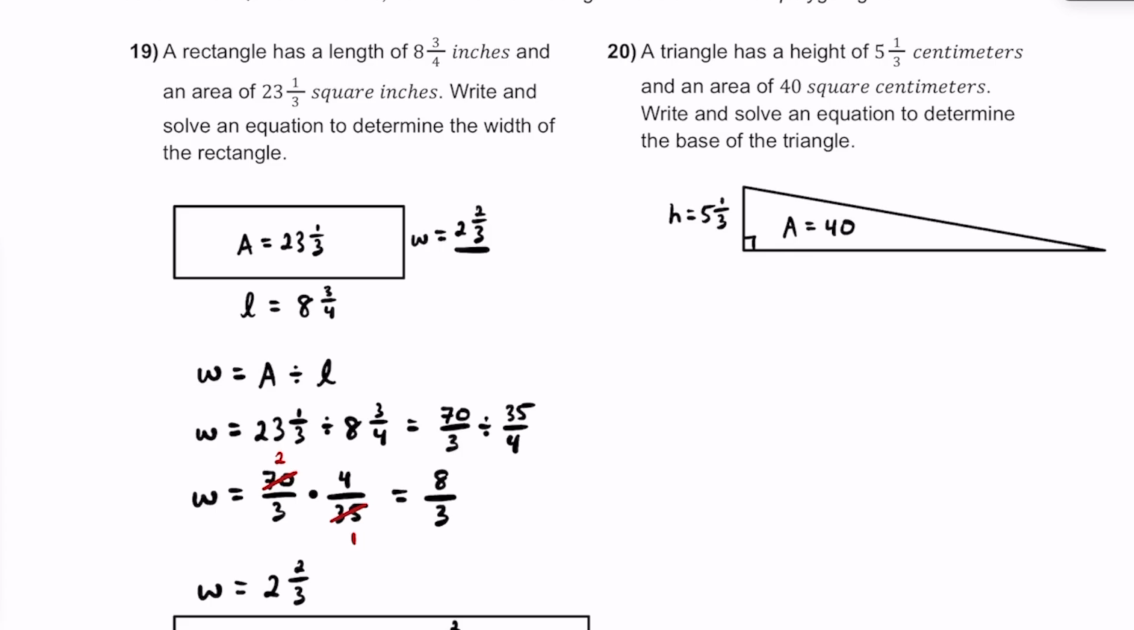All right, so here's a hypothetical triangle that I just sketched so we can see what's going on here. We know the area, or the amount of space inside the triangle, is 40 square centimeters. We also know the height of this is 5 1/3 centimeters tall. The question is what's the base, or how far across is this triangle going in the horizontal direction here, right?